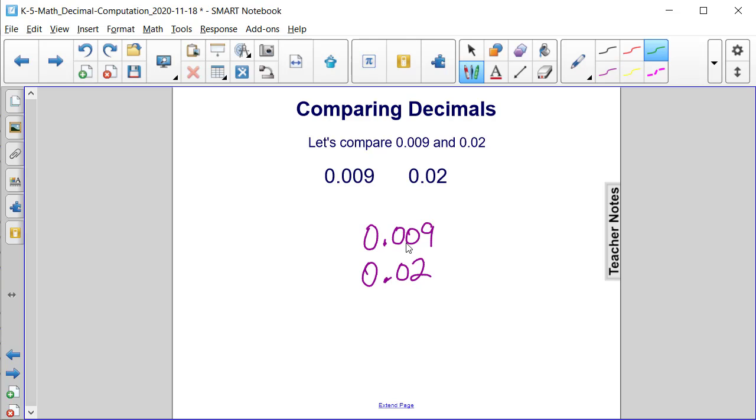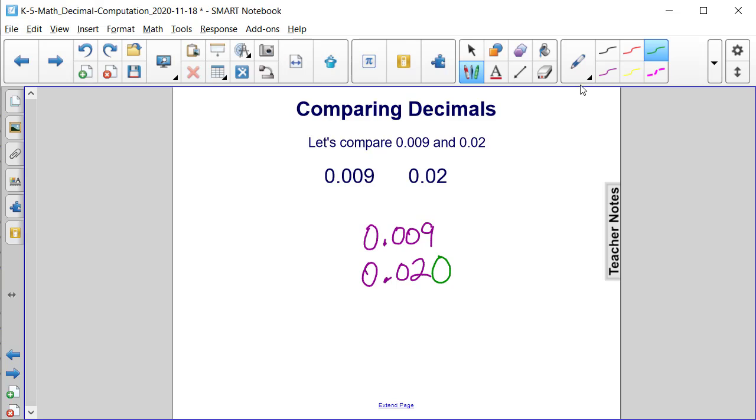Well, we have 9 thousandths in the first number, or 3 digits after the decimal point. In our second number, we have 2 hundredths, which only represents 2 digits past the decimal point to the right. So we need to put an extra 0 to make sure that we're comparing two numbers that have the same place value. So now we have 9 thousandths and 20 thousandths.